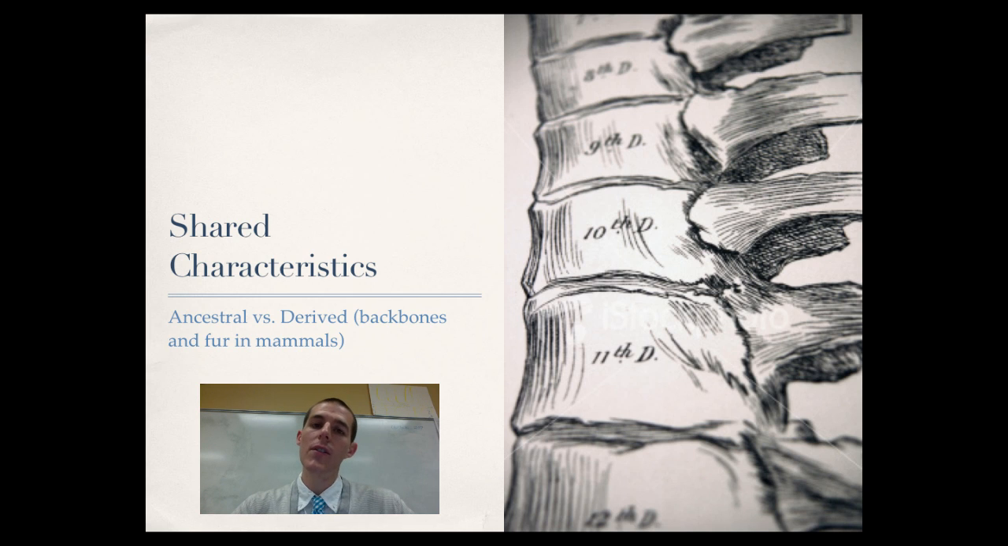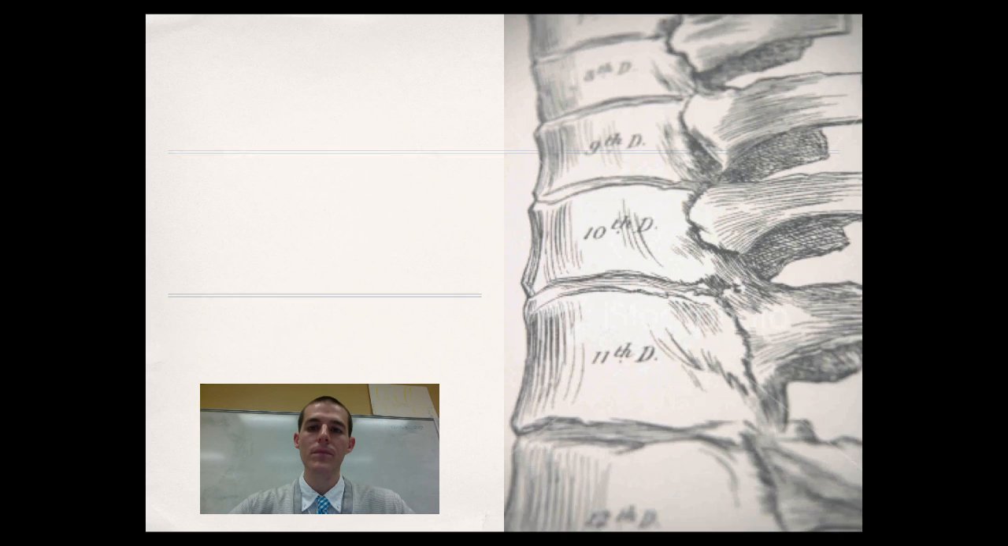A derived characteristic would be a feature that is unique to that group of organisms. So for mammals, a derived characteristic would be fur. Though they share a backbone with all of those groups of organisms, mammals are the only organisms that have fur. So fur would be a derived characteristic. That would be a characteristic that is unique to that group.